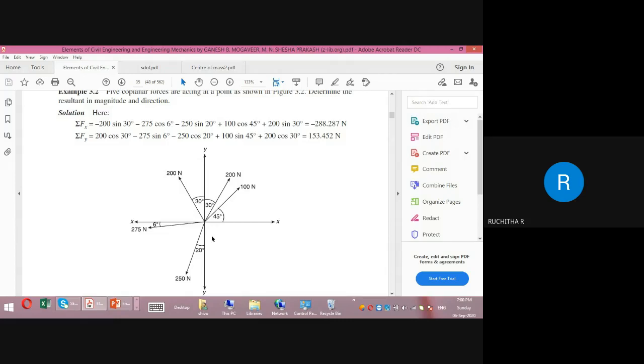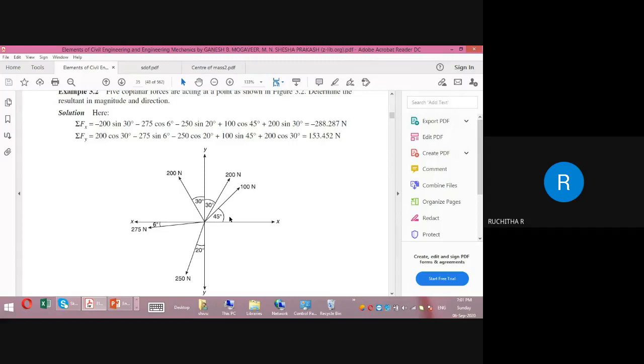Non-concurrent. Coplanar. Is it non-concurrent? Sir, sorry, sir. It's not point C over two. Here, this point you see? The line of action of 200, 200, 100, 275, and 250. So the line of action of all these forces are meeting at one single point, right? Yes, sir. So it is concurrent. So this force system is a coplanar concurrent force system.